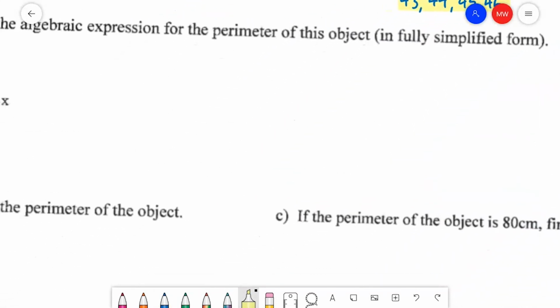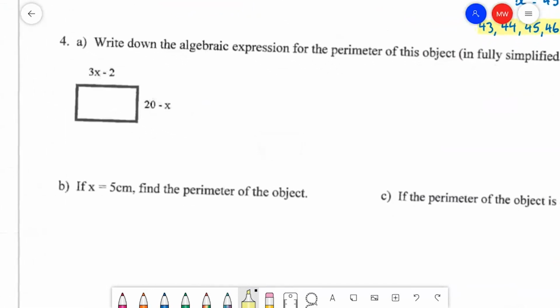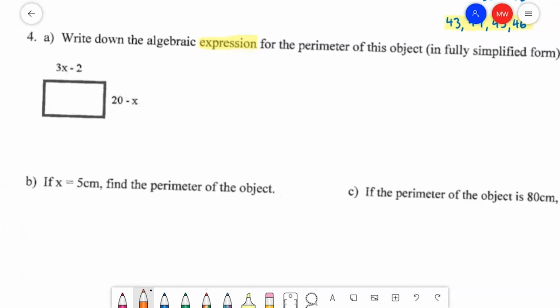Last question. This one has got 3 parts. Notice this time it's asking me to write an expression, okay, not an equation, so this one doesn't need an equal sign at this stage. And it's asking me about the perimeter of a rectangle. You might remember the formula for the perimeter of a rectangle. It's the perimeter is twice the length plus twice the width.